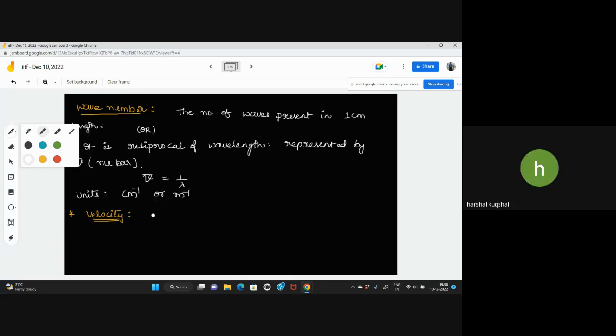Sir, why is nu bar 1 by lambda? We are taking the number of waves, no? Yes, the number of waves: in a 1 centimeter length, how many waves will be there? That is only a wave number. Sir, how is wave number the reciprocal of wavelength? How to express?